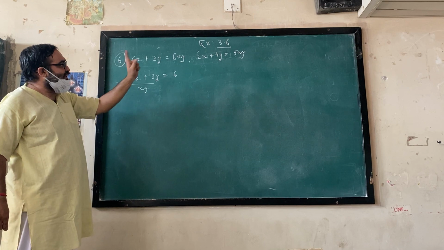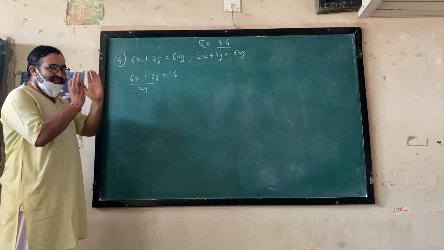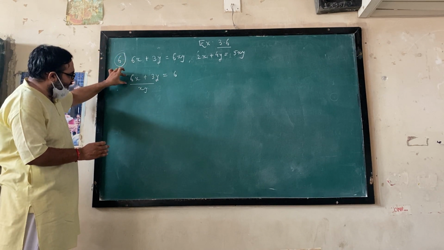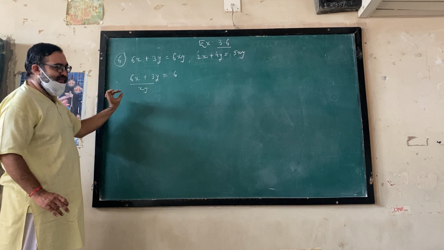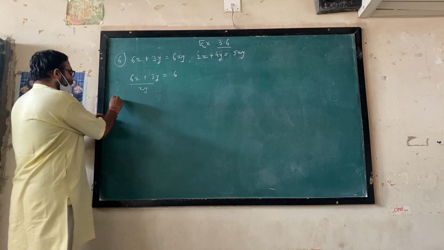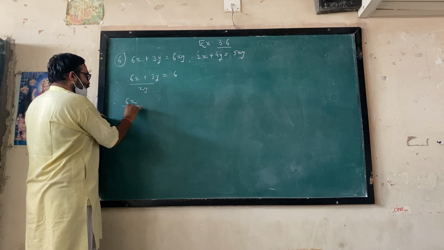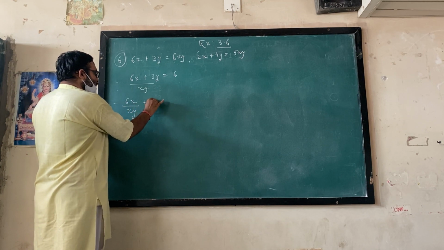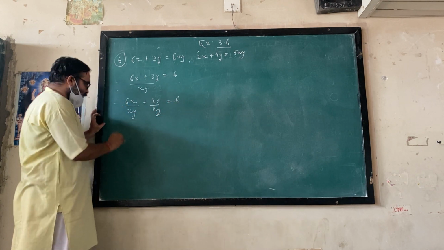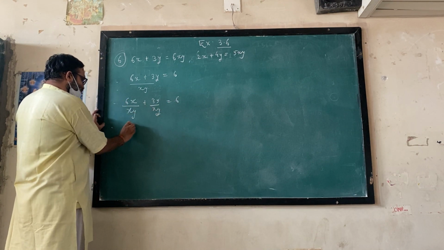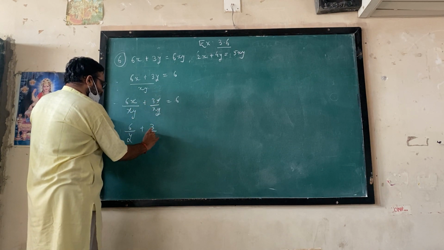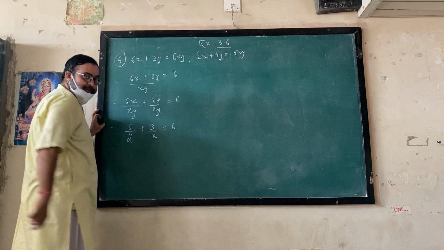Whenever the variables are given in the product form, we have to split it by each term. That is, given term divided by the product of the variables. Given term divided by the product of the variables. As 6x upon xy plus 3y upon xy is equal to 6. So this equation would be, x cancels, 6 by y, and y cancels, 3 by x is equal to 6.